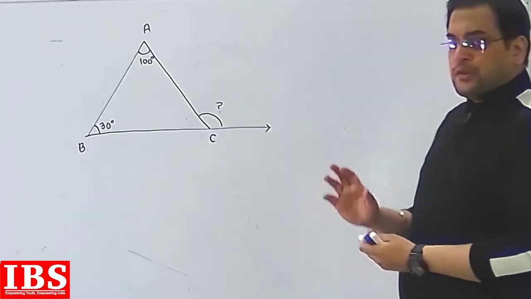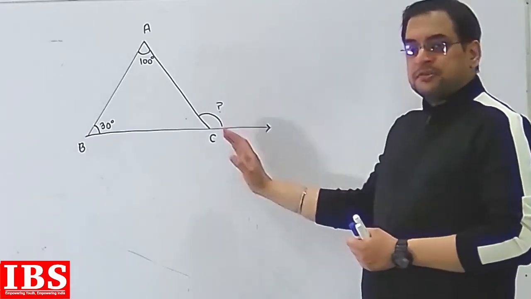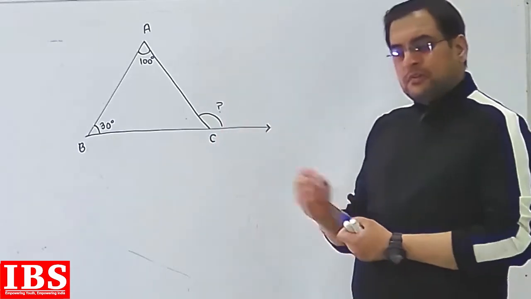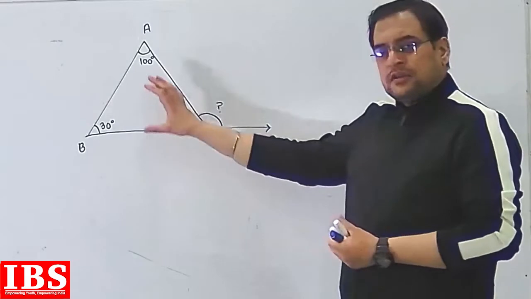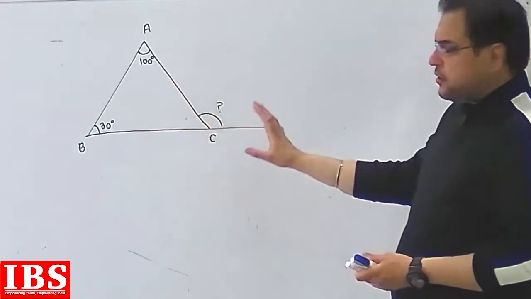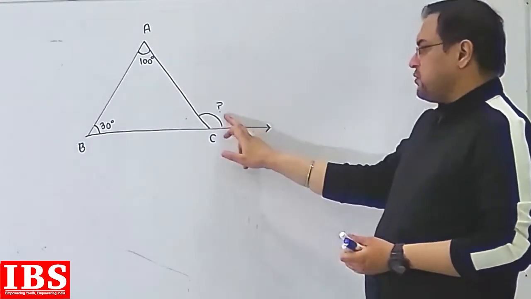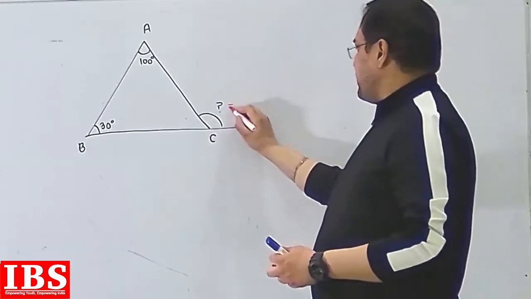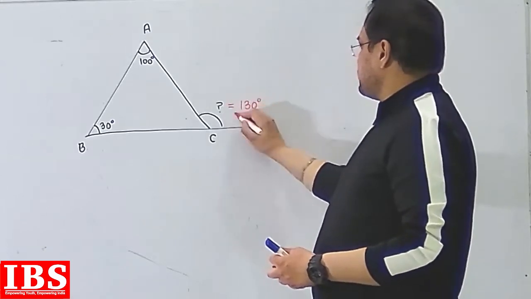Okay, so we need to clear our basic concepts, because a difficult question also contains the same basic concepts that are there in an easy question. So we need to see a very easy problem, a very easy question. We need to find out this angle. I think most of you have found that this angle is 130 degrees.